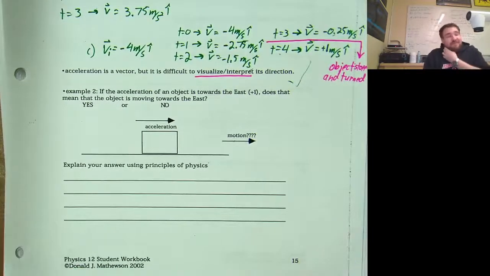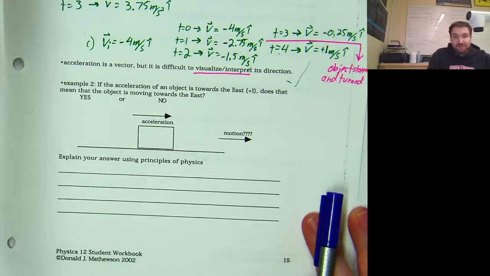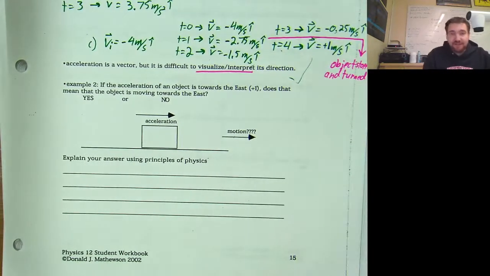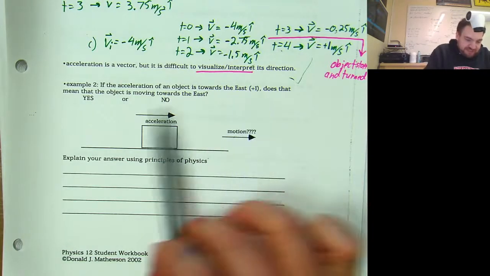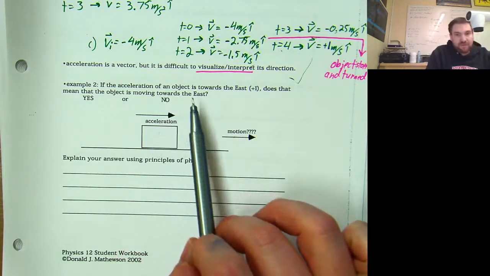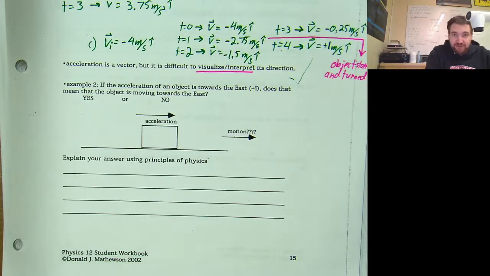Because what the acceleration is doing depends on what the object was doing already. So you need to consider its velocity to be able to interpret what the acceleration is actually doing. So if the acceleration of an object is towards the east, does that mean the object is moving towards the east? Pause the video, think about this for yourself.